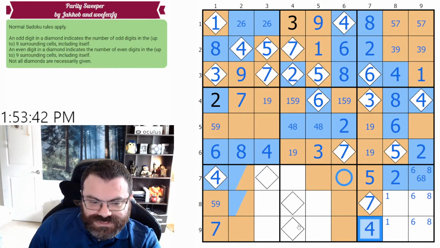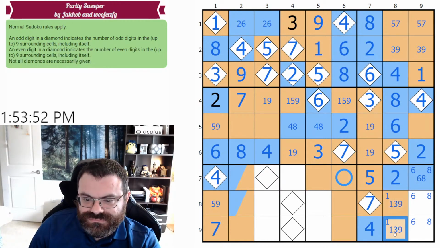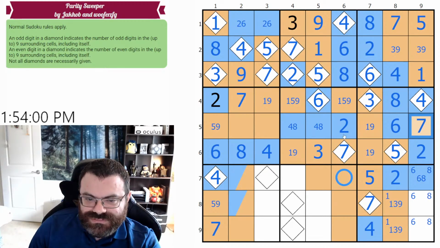Oh, this is a 4, true. These have to be odd. They're a 1, 3, or 9. That means that the 7 is here. That's a 5. This is a 7.